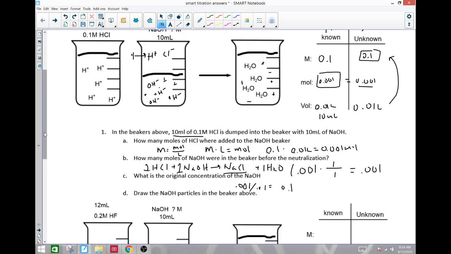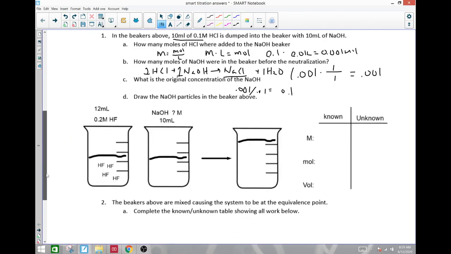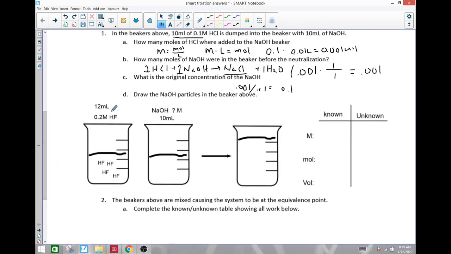All right, let's go to our next one. All right, so it looks like I have a 0.2 molar HF solution.